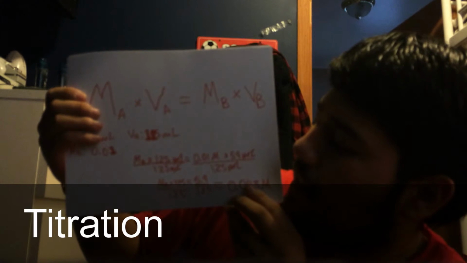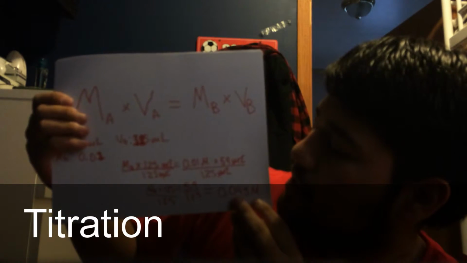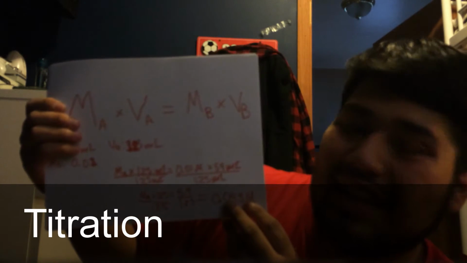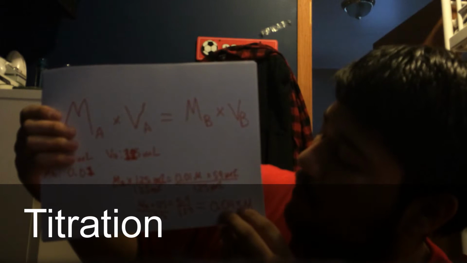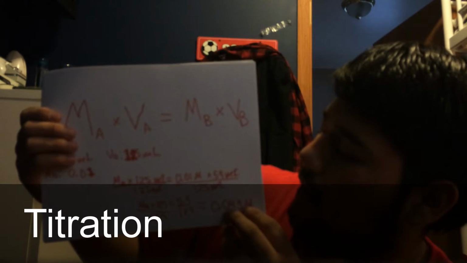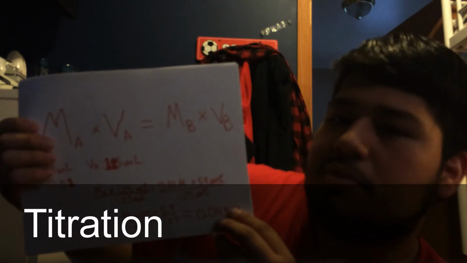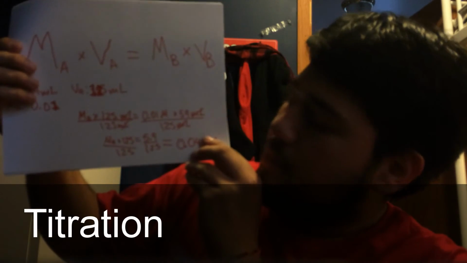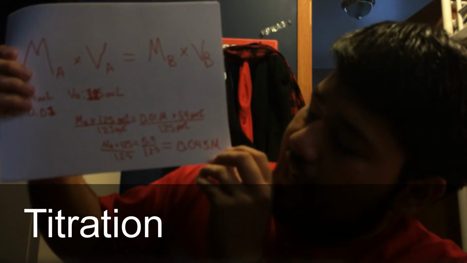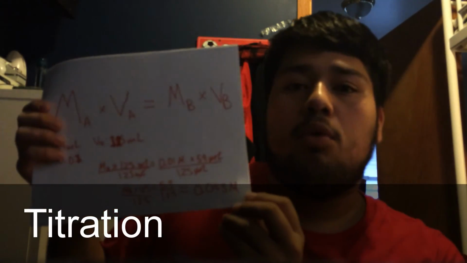You have to multiply MA times 125 milliliters, and make sure that it equals 0.01 molar times 54 milliliters. So 0.01 times 54 is 5.4. Then you divide both sides by 125, and you get an answer of 0.043 molarity.